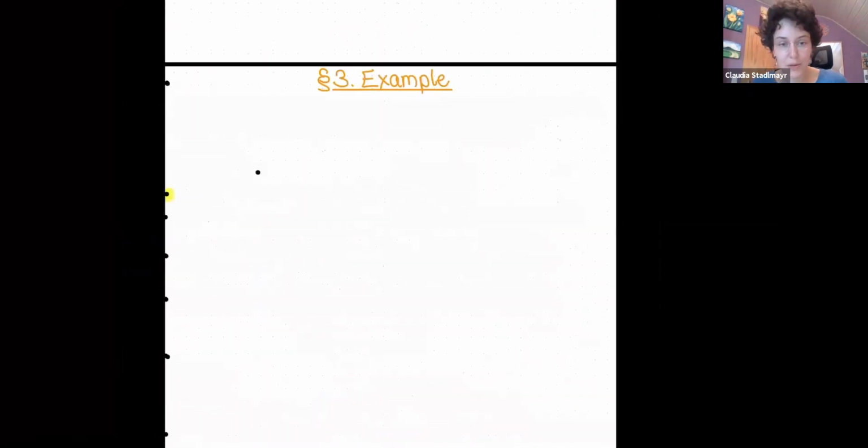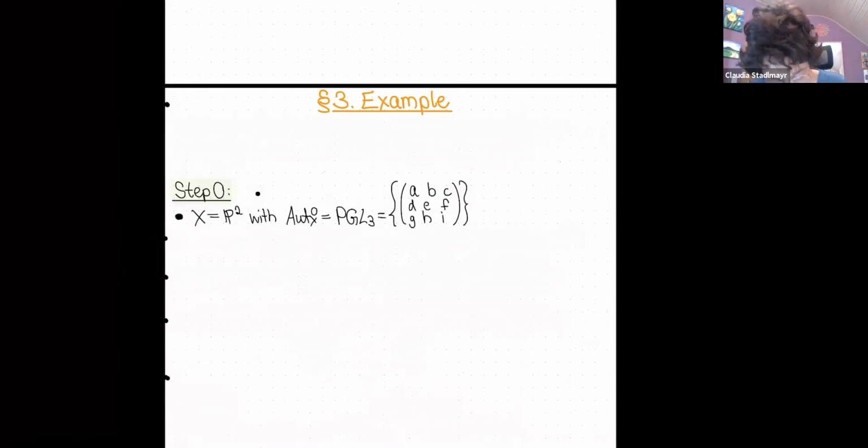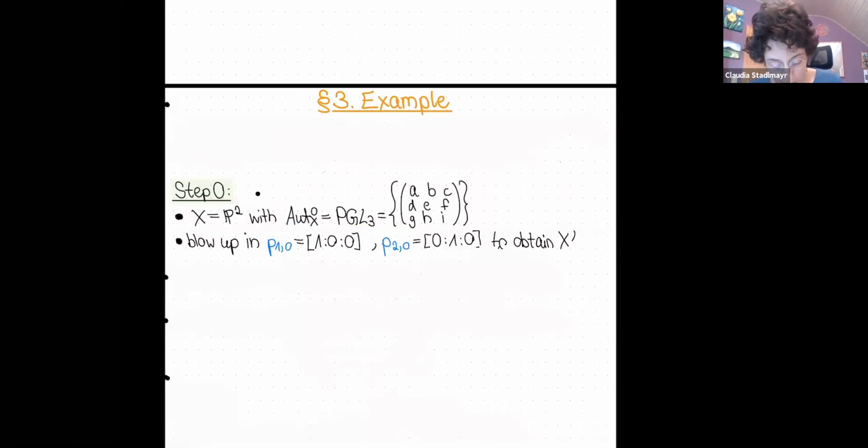Okay, let's start with the example. Well, but actually, before we start with the actual example, let me recall an easier example which we did before. Namely, let's consider P2. And we know that its automorphism scheme is PGL3. We want to blow up 2 points on P2, (1,0,0) and (0,1,0). You've already seen this example before.